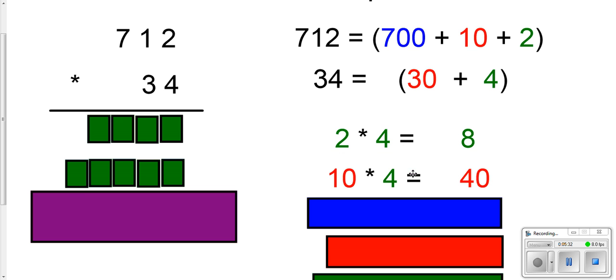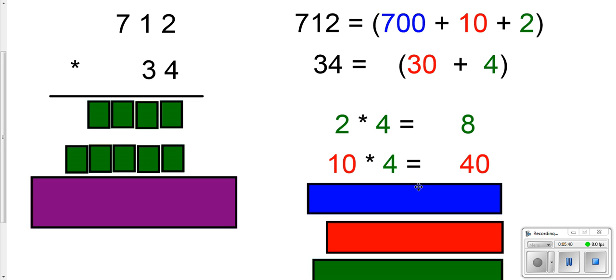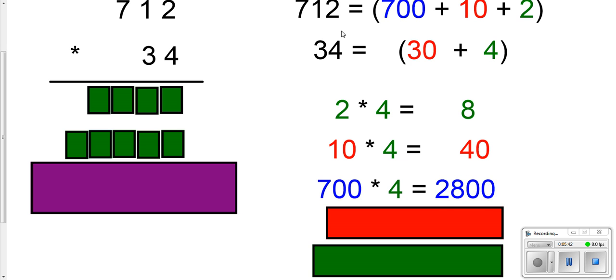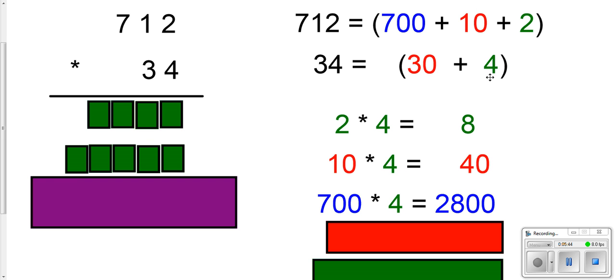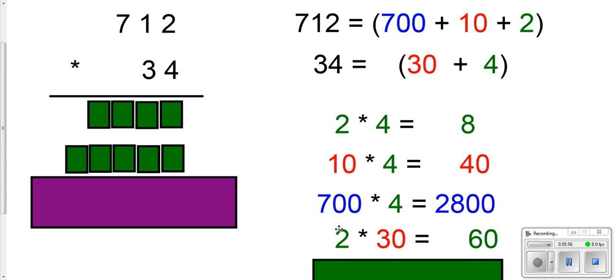Now if I do something like that again, instead of 2 with the 4, now I'm doing 10 with the 4. 10 times the 4 makes a 40. And then lastly, this 700 with the 4 makes 2,800. So now I did all 3 of these with my 4. Now I need to do all 3 of these with the 30. So 2 with the 30 makes 60.